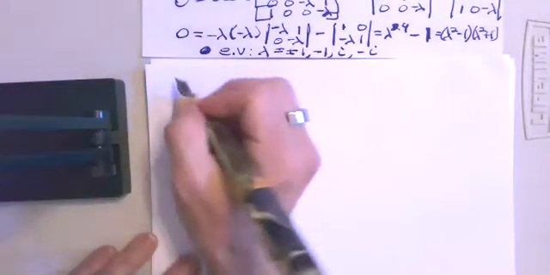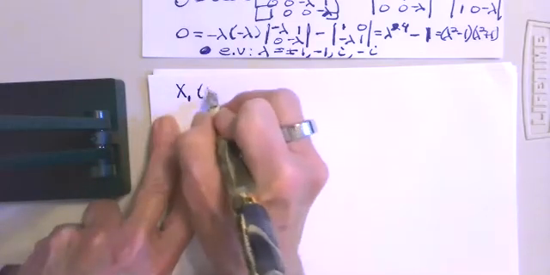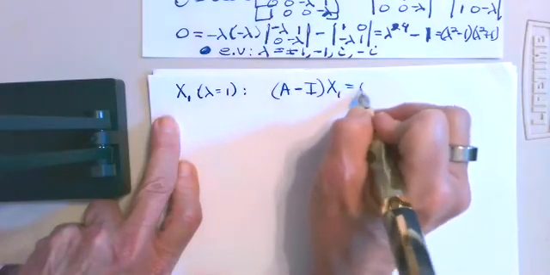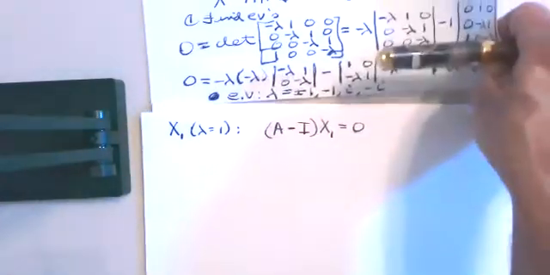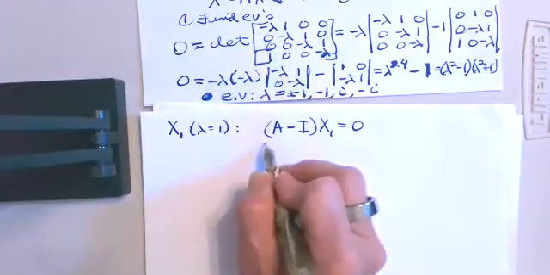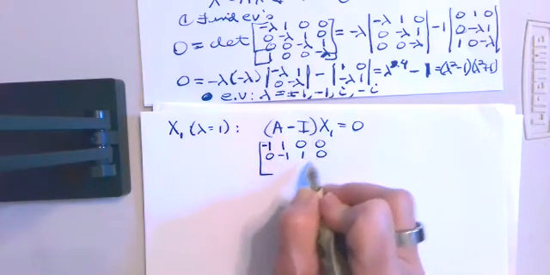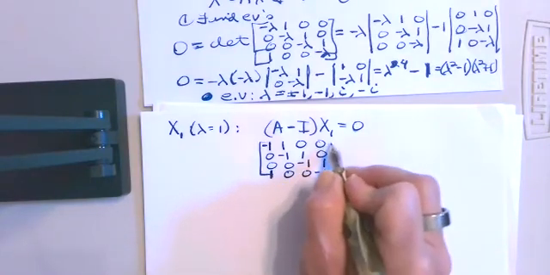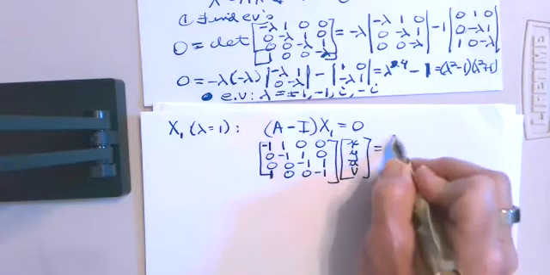Okay, so let's find x1. That'll be the one that goes with lambda equals 1. So I need A minus I times x1 equals 0. If you look up here, you have written A minus lambda times the identity. So now look at that and take lambda equals 1. So this gives me minus 1, 1, 0, 0, 0, minus 1, 1, 0, 0, 0, minus 1, 1, 1, 0, 0, minus 1. And now my x has to have 4 components. Let's call them x, y, u, and v. And that has to be the 0 vector.